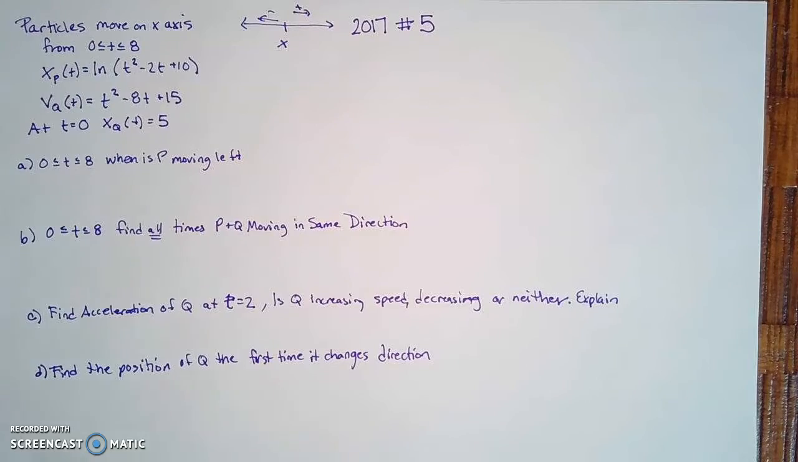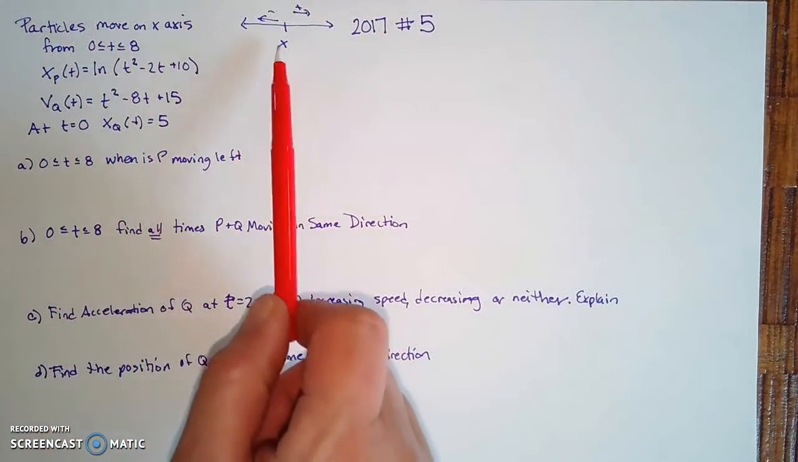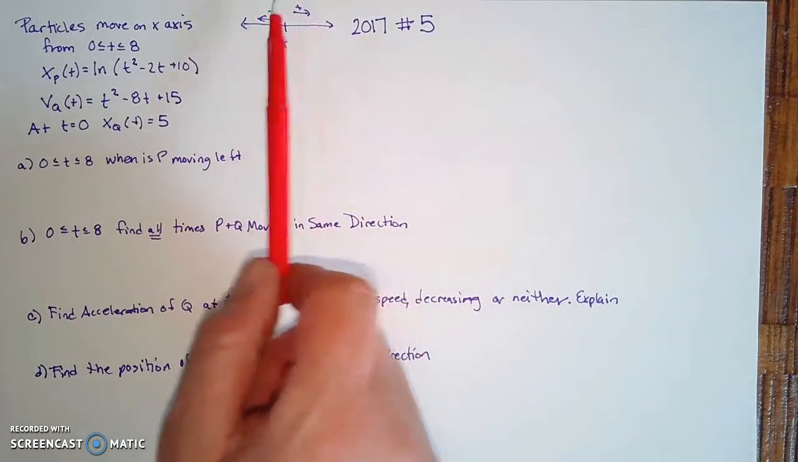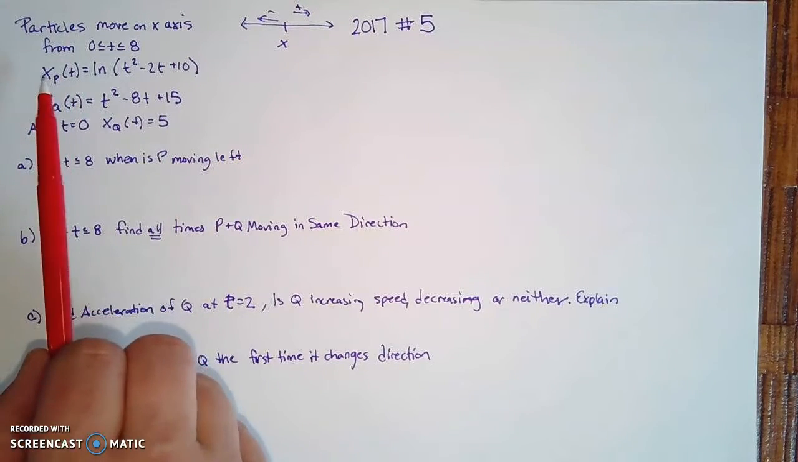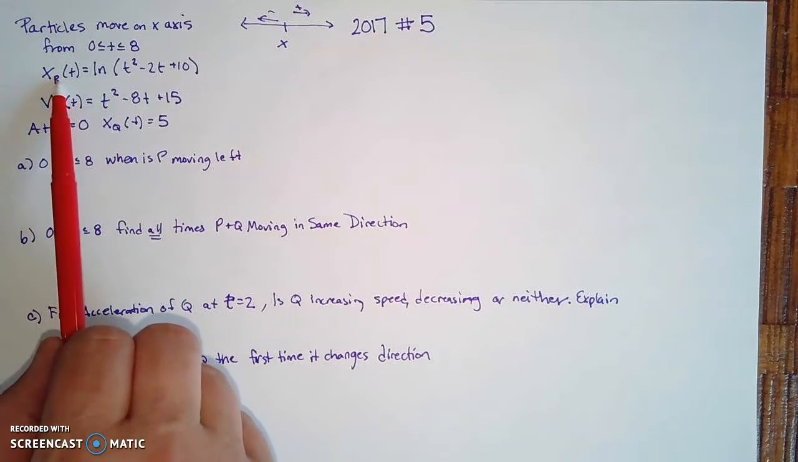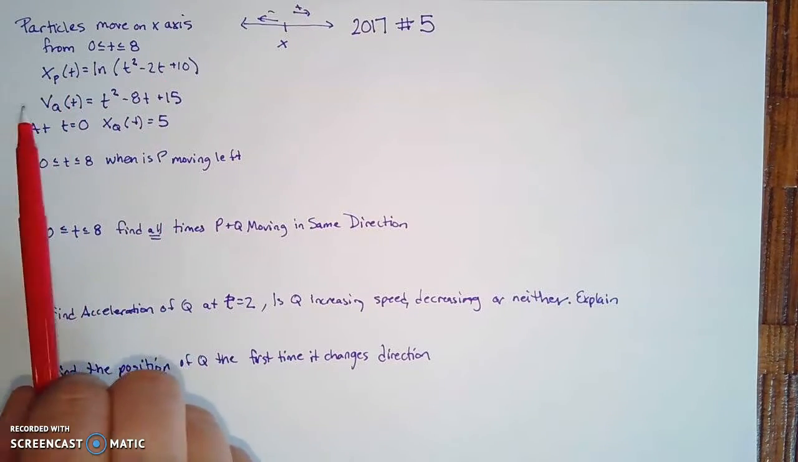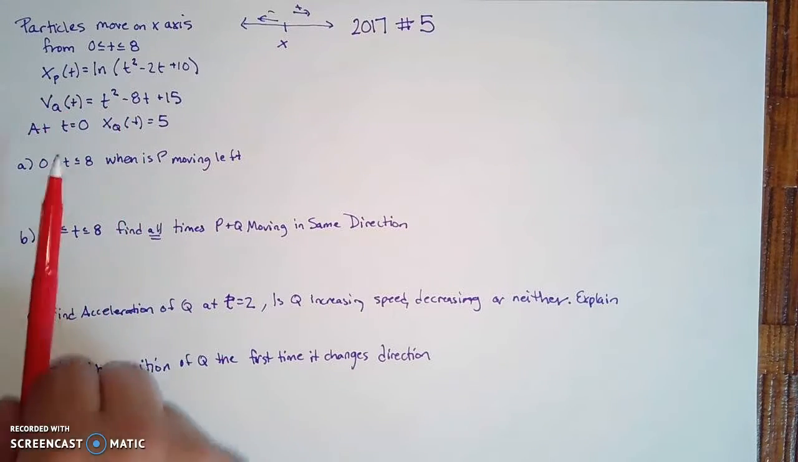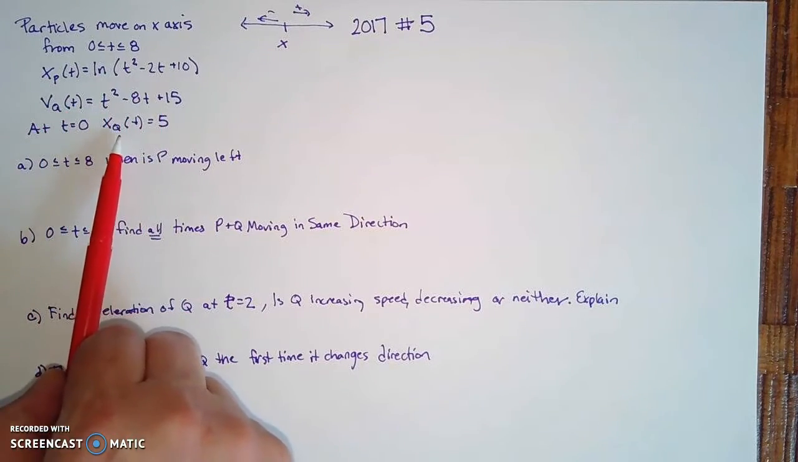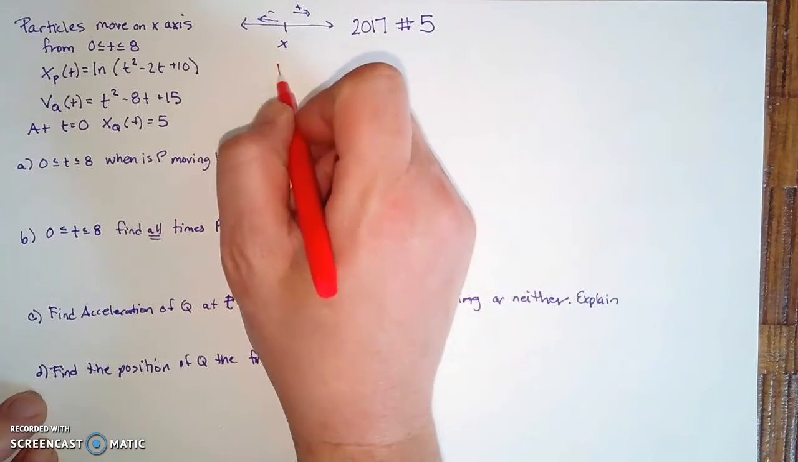It says two particles move along the x-axis. They're going to use that a bunch. When things move along the x-axis, this is the positive direction, and this is the negative direction. From time 0 to 8, a particle P, its displacement, its position, is given by this equation. There's another particle Q, whose velocity is given by this equation. And at t equals 0, Q is at position 5. So before we even begin the problem, we already know this is a diva problem.